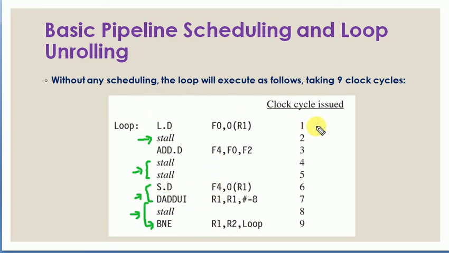So totally if you have 1000 iterations, 1000 into 9, totally 9000 clock cycles will be taken for the completion of the entire for loop. Okay, 9000 clock cycles. So just remember this number, 9000 clock cycles for the completion of the entire loop operation.